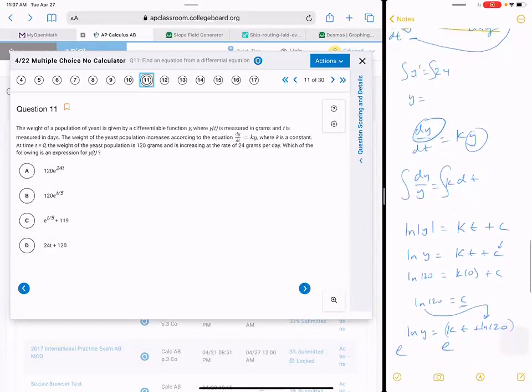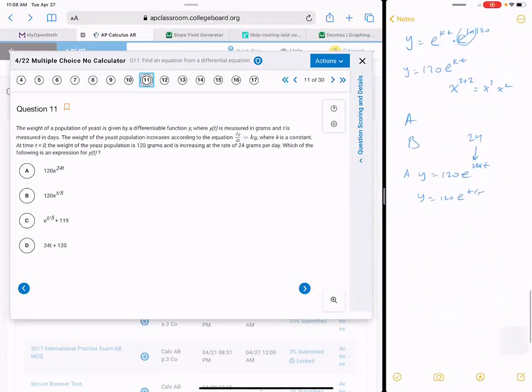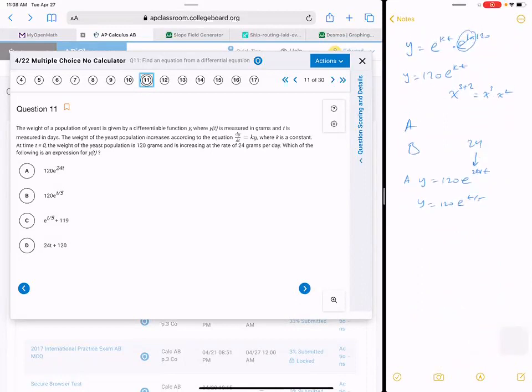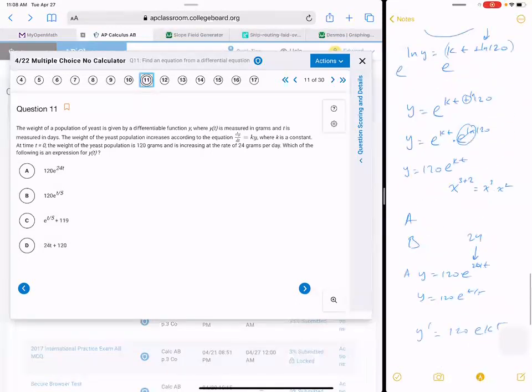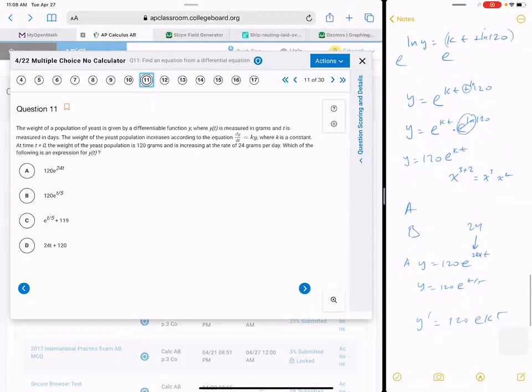Wait, Mr. Ko, isn't it B? Oh, is it B? Whoops. I'm not sure how we got 5 then. I just took y prime from that last equation, 100 y equals 120 e to the kt, and then I just plugged in 24 to y prime and solved for k.